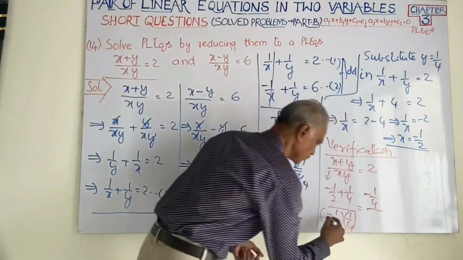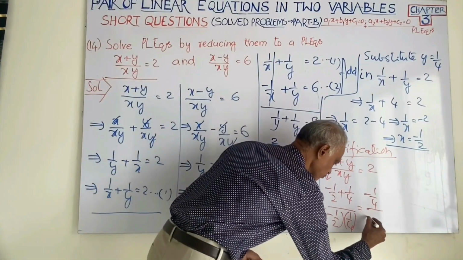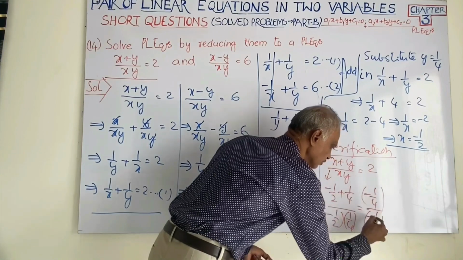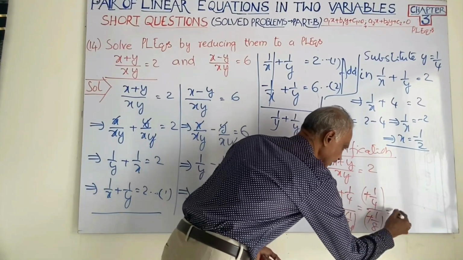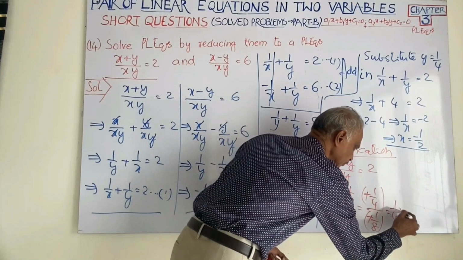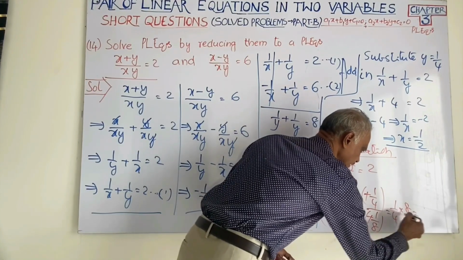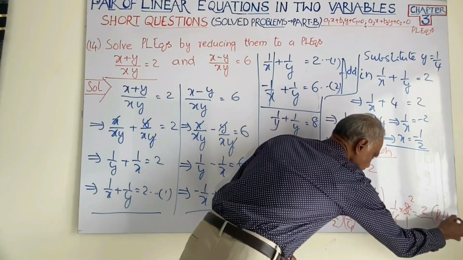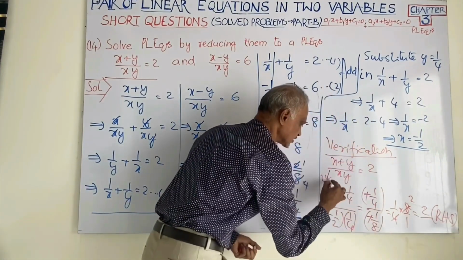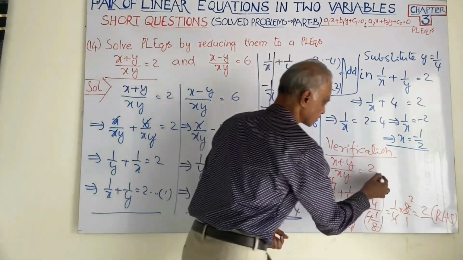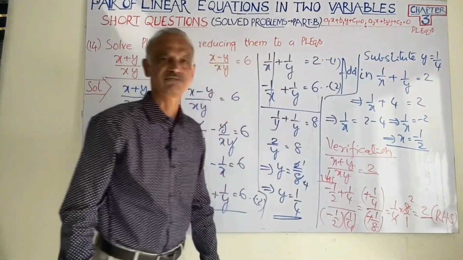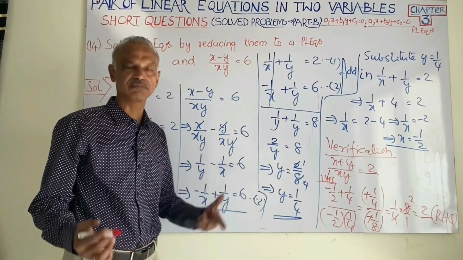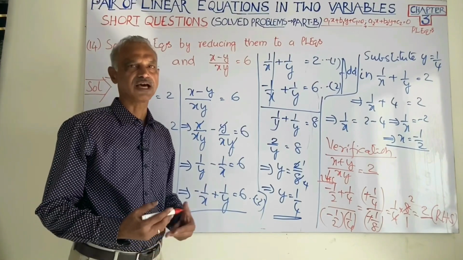You multiply this with this. Minus 1 by 8. You will have cancel. You will get 1 by 4 into 8 by 1. You will get 4 ones are 4, 4 twos are 8, you will get 2. This is RHS. I have taken LHS and got RHS, 2. We got the answer. Therefore, x is equal to minus 1 by 2 and y is equal to 1 by 4 are correct answers.